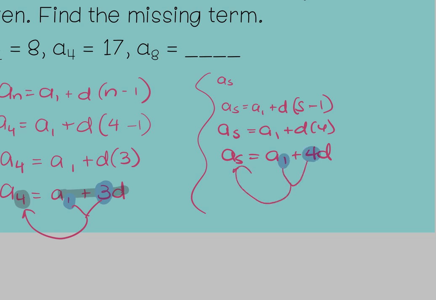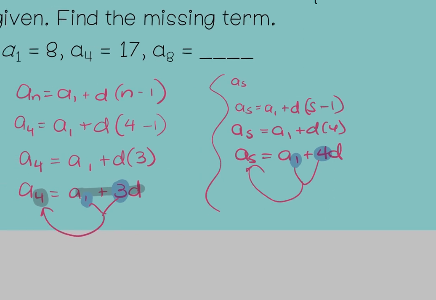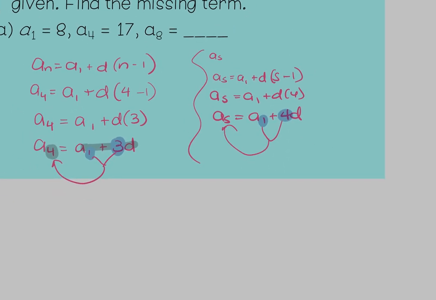Which means you could literally skip around terms. You don't have to always use A1, and you don't always have to go just one term. Does that make sense? You can skip around. So if I'm doing this one, I'm going A1 and A4. So A4 equals A1 plus 3D.